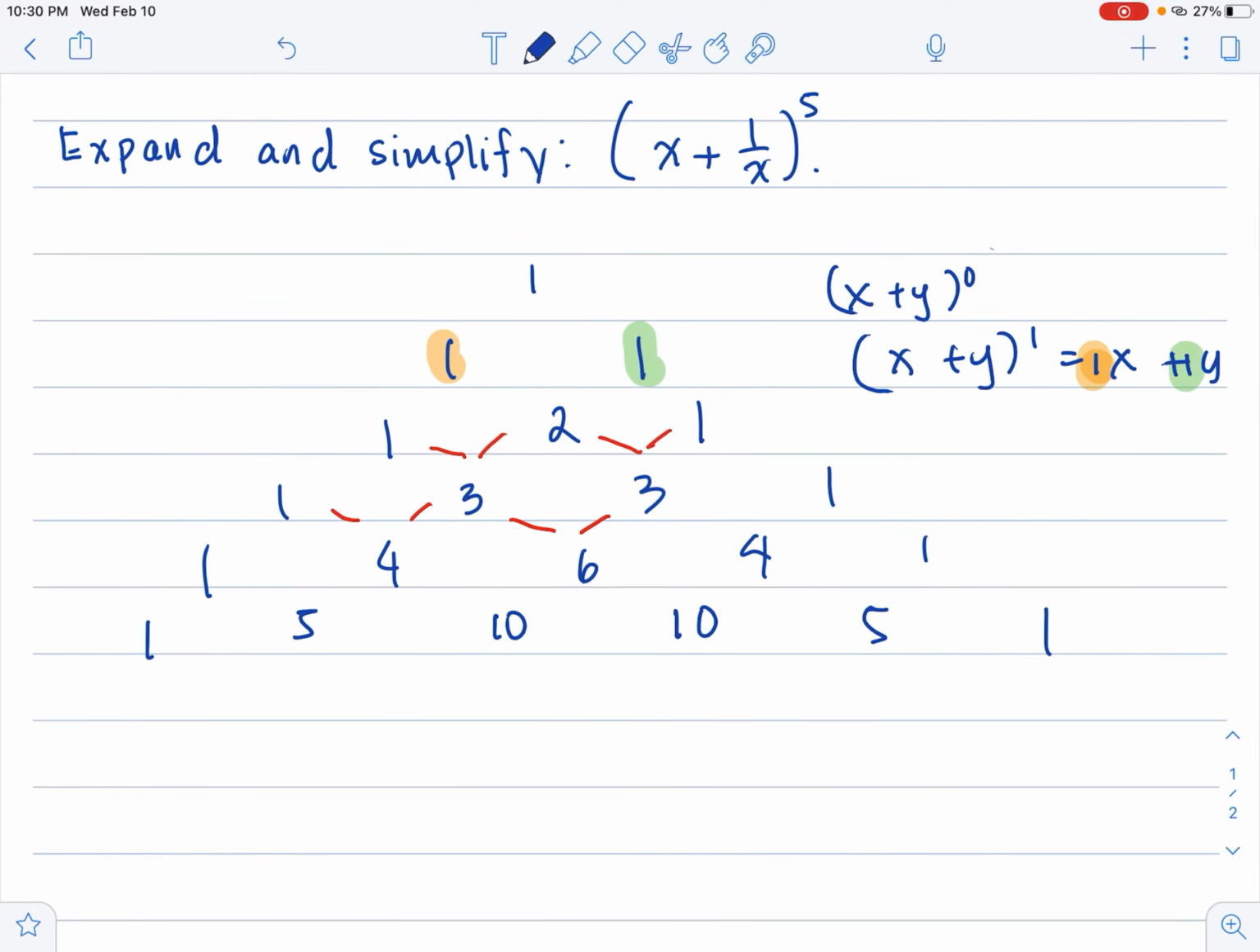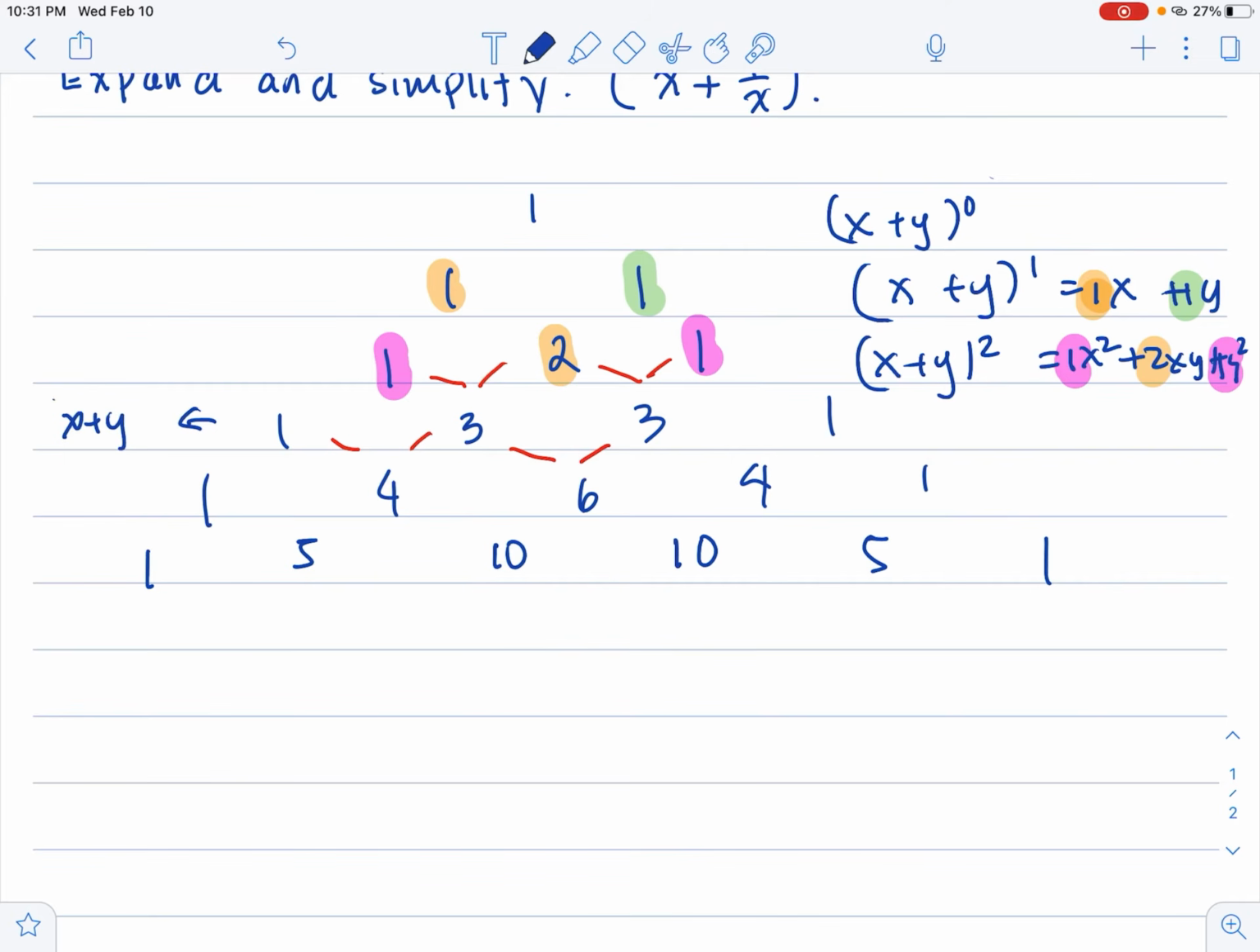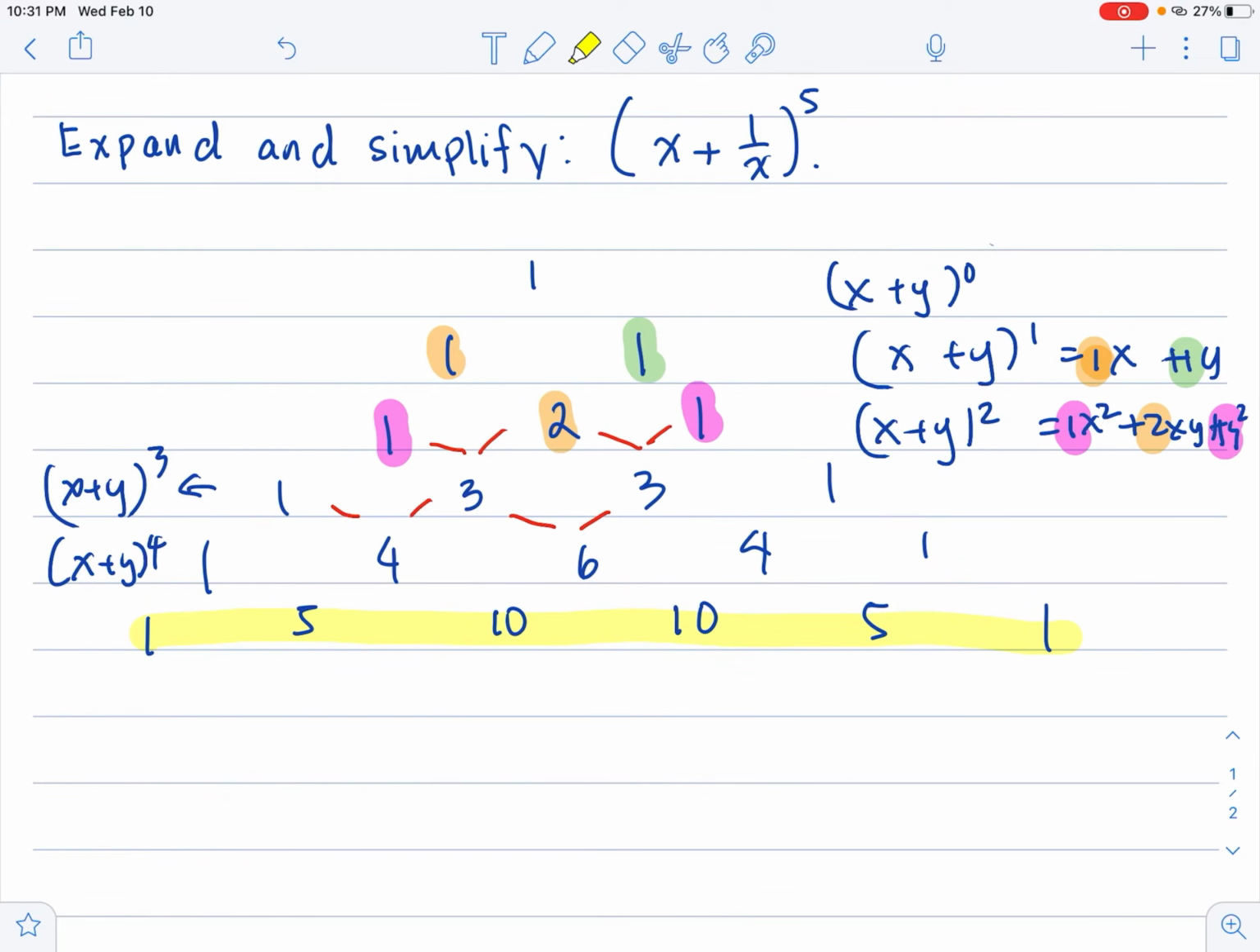Right? Sa 1 to 1, magiging x plus y squared. This is x squared plus 2xy plus y squared. Di ba? So, 1, 2, 1. Right? So I think you get the idea. This row is x plus y cubed. This one is x plus y to the fourth. And this row, ito yung kailangan natin kasi raised to the fifth yung ating question.